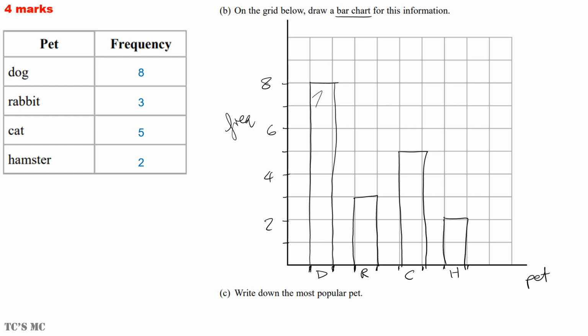If we have 2 or more of the bars drawn correctly, we would get our 2nd mark. If everything has been done correctly, we would get 3 marks. Part C, write down the most popular pet. Looking at our frequency table or the bar graph, we can see the most popular is dog, and that would get us 1 mark.